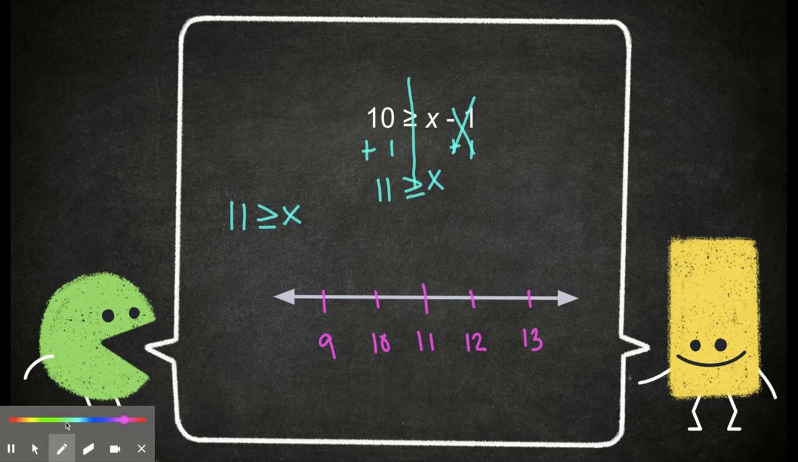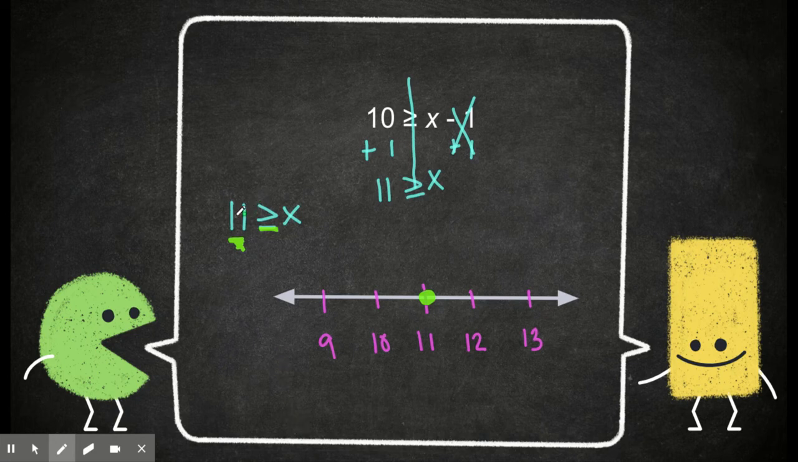So here we go. Now we're going to go ahead and graph our inequality on the number line. So we know we're going to start at 11. And the question is, are we going to have an open circle or a closed circle? Because of this equal to bar underneath our inequality, the circle at 11 is going to be closed. We want to include that as part of our answer. So you're going to fill it in.